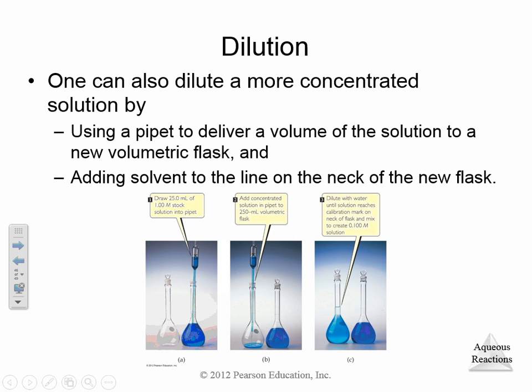You're going to add half your solvent. You're going to put half your solvent in a new beaker. Then you're going to add all of your solute. You're going to mix it around. Once you've mixed around your solute, then you're going to add the other half of your solvent or water.